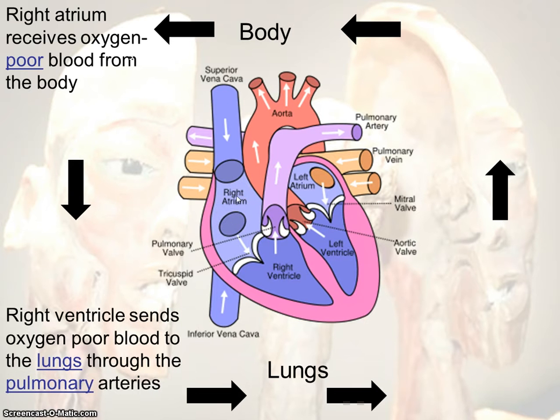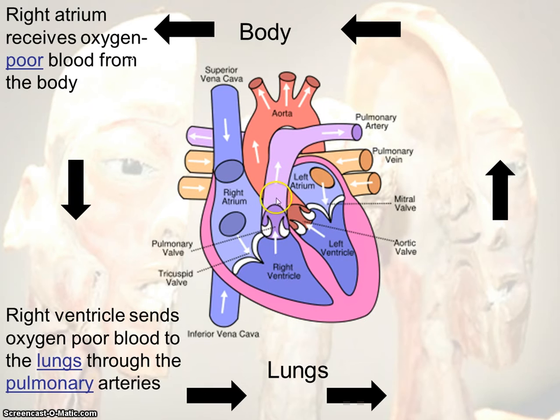This oxygen poor blood is going to be pumped into the right ventricle. So it's going to pass through this tricuspid valve. And then the right ventricle is going to pump this blood through the pulmonary artery. So it's going to go through the pulmonary valve here, okay? And it's going to go out this pulmonary artery to the lungs.